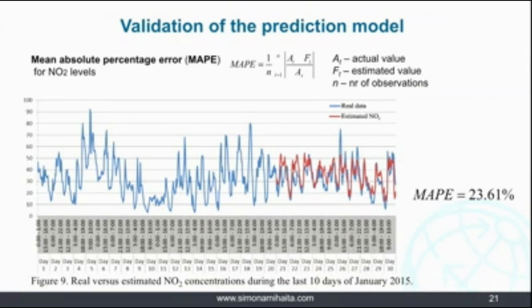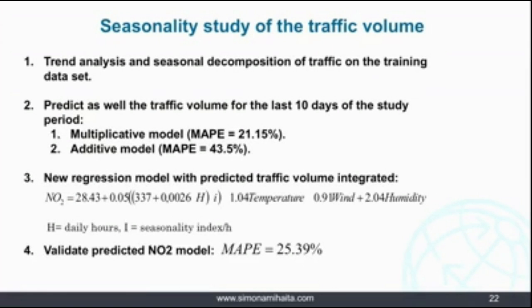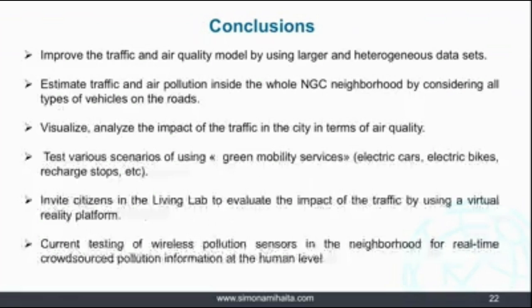We used the mean absolute percentage error, which is 23.61, and normally the studies indicate it should be inferior to 30% to validate your prediction, which indeed happened. The last thing we did was trend and seasonality analysis, because as you saw, the number of cars tends to follow the same trend during the day. During the morning peak hours it goes up, then goes down, and again in the afternoon. So we wanted to include that in our prediction. We predicted the traffic volume for the last 10 days. The best results were given by the multiplicative model, which gave us a MAPE of 21. We inserted it again in the prediction model, and at the end we got a MAPE of 25, which is still good. It's worse than the first time, of course, because when you predict the number of cars once again, it deteriorates, but it's still inferior to 30%, and this was encouraging for us.